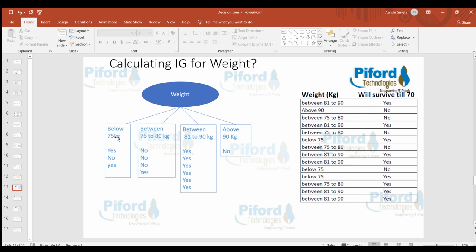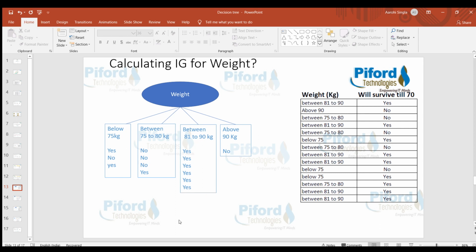We have below 75 kg weight, then a category between 75 to 80 kgs, then one between 81 to 90 kgs, and then above 90 kgs, right? So I have again checked how many people survived if the person is below 75 kgs. Two records were there where the person survived, and one record belonged to below 75 kg where the person didn't survive. So this is how we have done it.